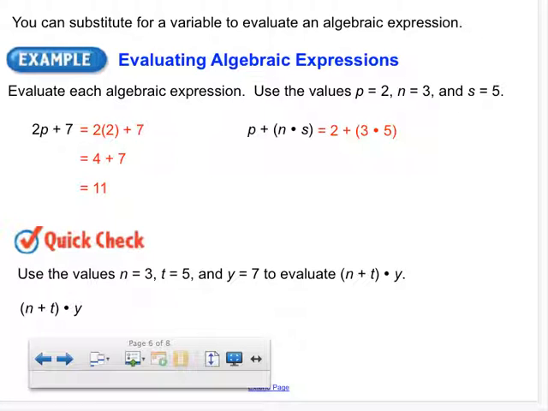3 times 5 equals 15. Okay. 15 plus 2 equals 17. Okay, are we good? Any questions about that? Do you have a question about this? How did she get 3 and 5? Because she replaced these variables. Okay, do you see what she replaced and where she got the numbers from?